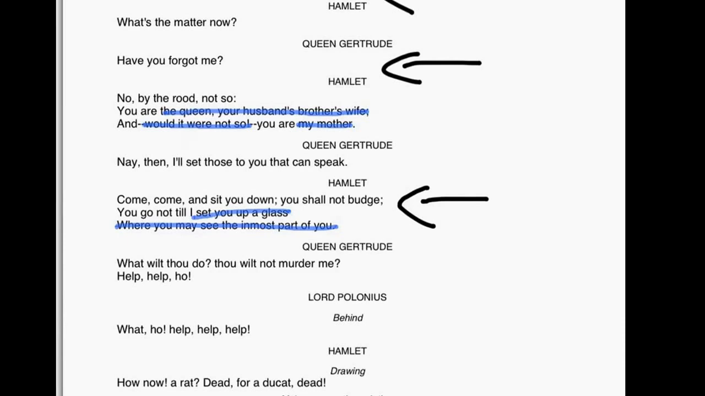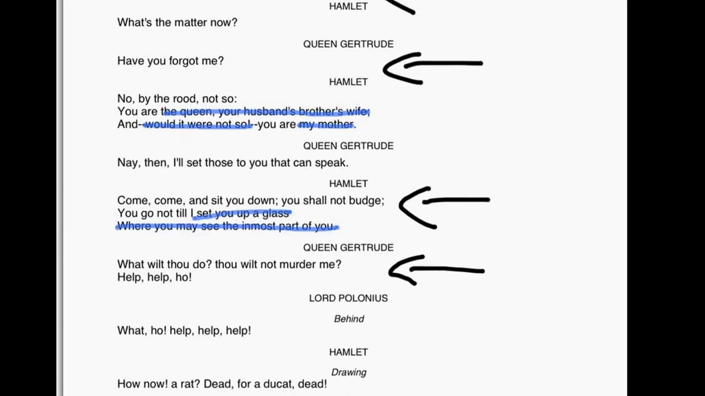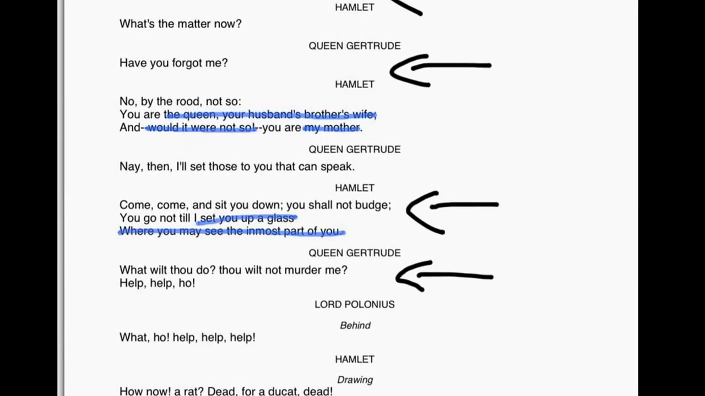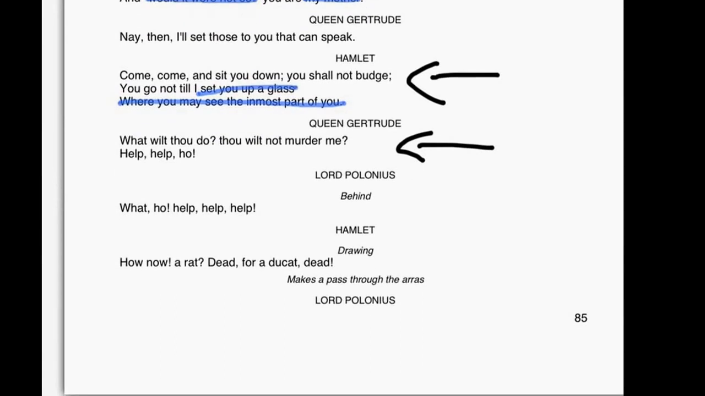So because he's physically manoeuvring her and also speaking quite nastily to her, she replies by saying, "What are you doing? Are you going to murder me? Help, help." And because, of course, Polonius, being the nosy man that he is, is hiding behind the curtain, he responds by saying, "Uh-oh, help, help, someone come and help."